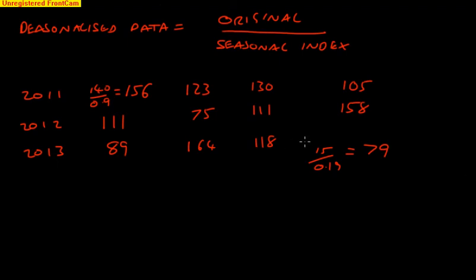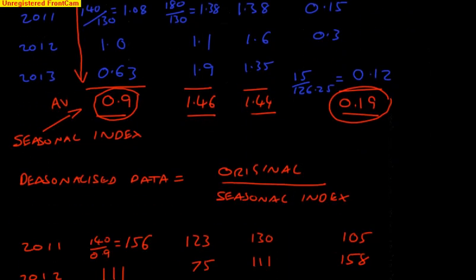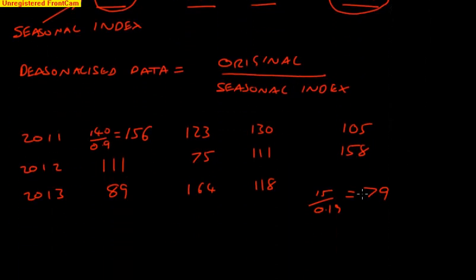What you should notice about the deseasonalised data is it looks very, very different than the original. Remember, in the original data you don't sell so many ice creams in winter, 20, 30 or 15 depending on year. But in the deseasonalised data, those numbers are much bigger. We've taken out the seasonal effect. We've taken out the effect that you do sell less ice creams in winter, and you get a very different lot of numbers.